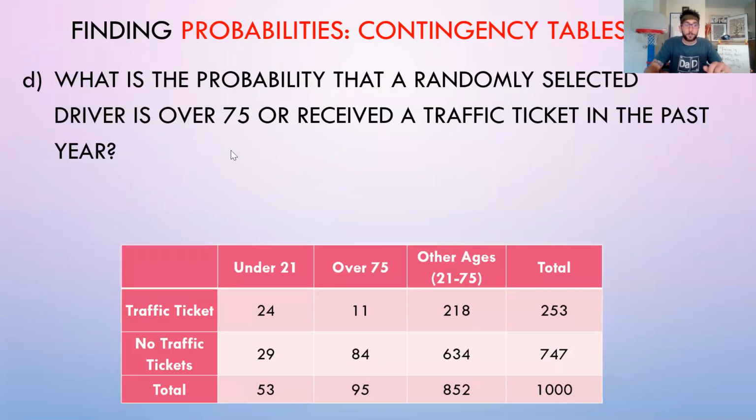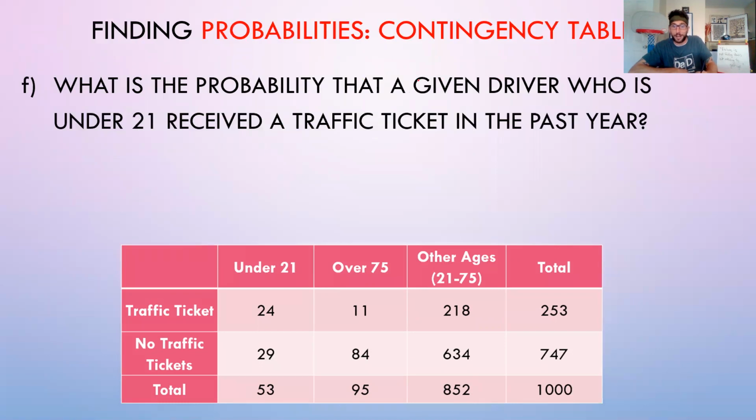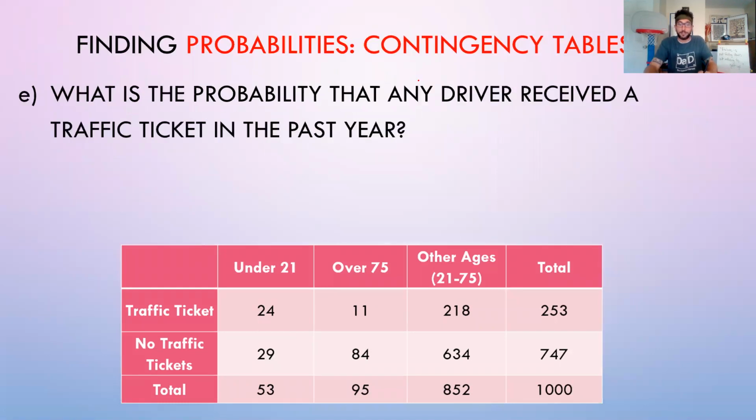Anyways, all right, question E. What's the probability that any driver received a traffic ticket in the past year? I just put this on here to try to get rid of the word randomly, right? Any driver means we're talking out of 1,000, right? So no big deal. Any driver, boom. Out of all 1,000, how many got a ticket in the past year?